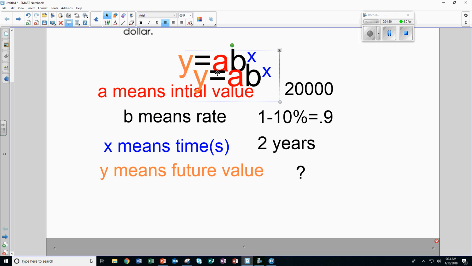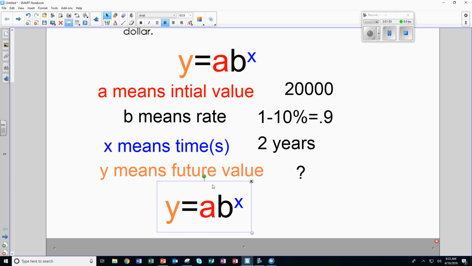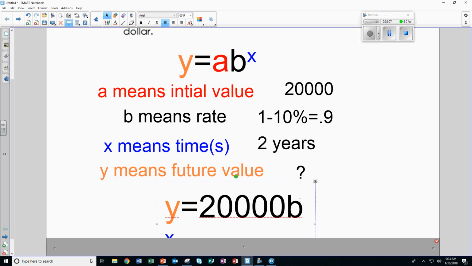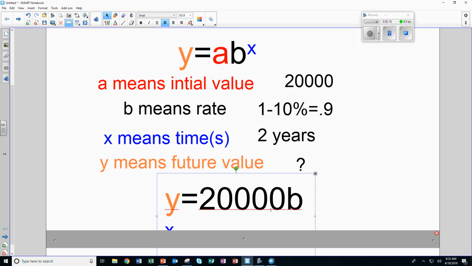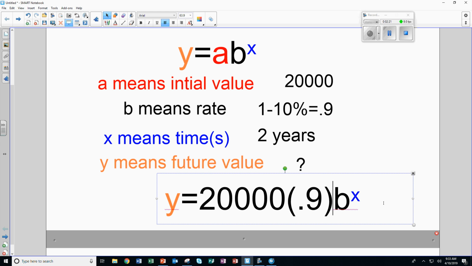So let's substitute into our equation here. We know we're trying to find y in this case. We know a is 20,000. And then the rate is 0.9. And we know that the time, which is x, is just 2. And we can just put this in the calculator and solve it.